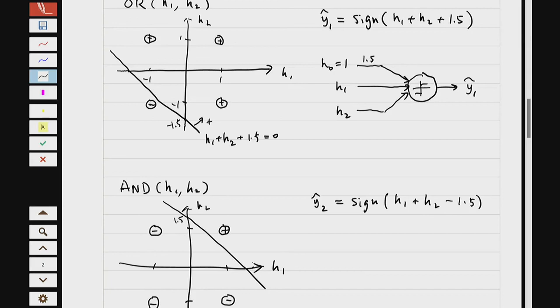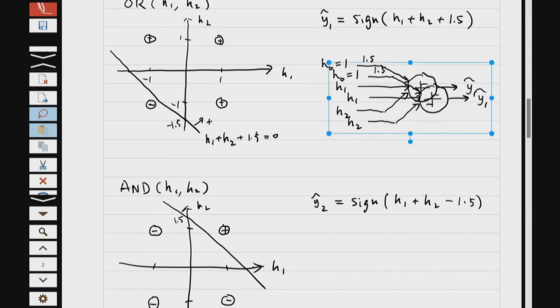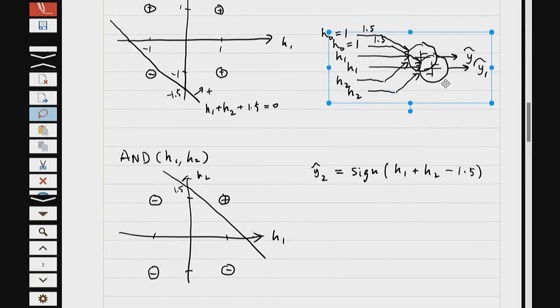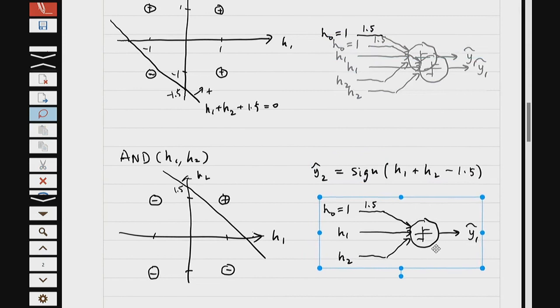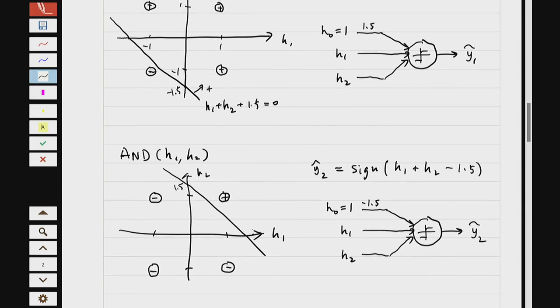In order to draw this perceptron, I can just copy and paste now, right? I already have this guy. All that I change is the weight for the H0 term, yeah? So all that I need is to put a minus 1.5 here. And that's an AND function, right? Oops, I'll have to change this Y2 as well, of course. Yeah? Everyone okay so far?